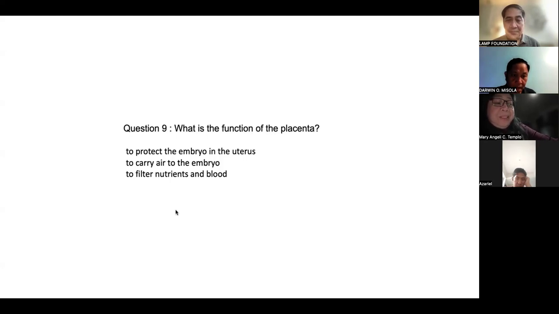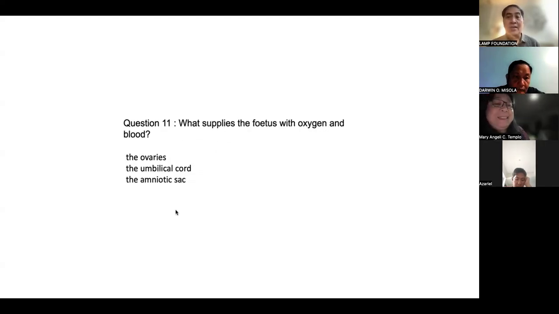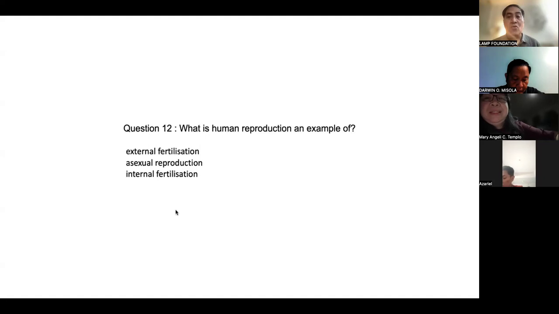To filter nutrients and blood. What role does the amniotic fluid play? It protects the fetus in utero. What supplies the fetus with oxygen and blood? The umbilical cord. What is human reproduction an example of?